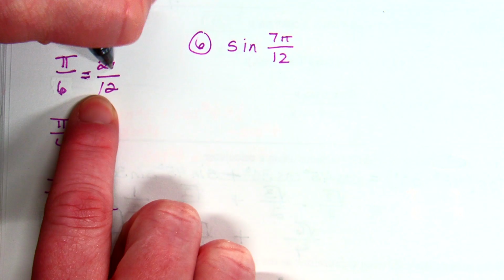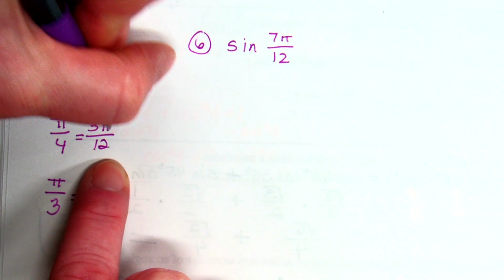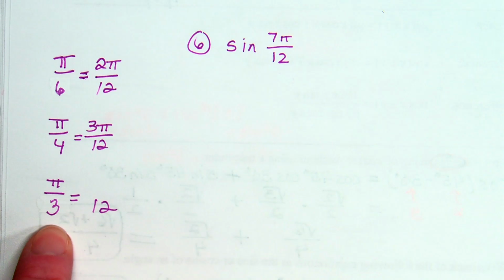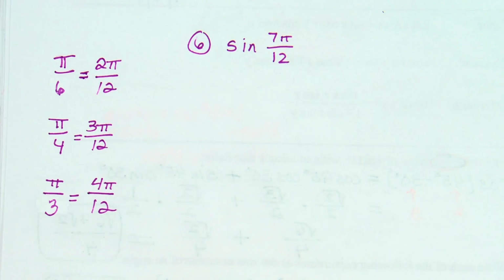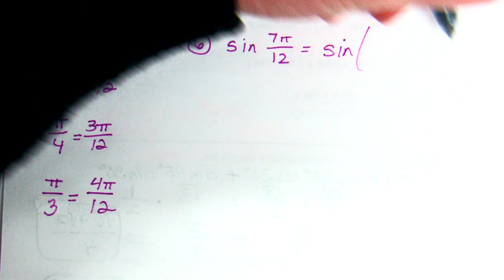So what is pi over 6 in terms of 12ths? If you multiply by 2, it's 2 pi over 12. Pi over 4 in terms of 12ths? Multiply by 3, 3 pi over 12. Pi over 3, you're multiplying by 4, and that is 4 pi over 12. Those are your basic 3 angles that you'll use, all from quadrant 1. I think there's at least one tricky one that you have to go to quadrant 2, but that's a topic for tomorrow, not today.